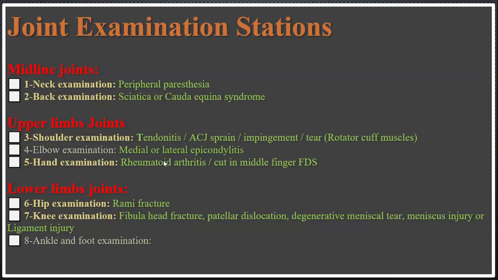Hand examination, unlikely to find medical disease. So in previous exams, the diagnosis was a cut in the middle finger and the tendon flexor digitorum superficialis. Lower limb joints, so in hip examination, the patient has a fracture in the ramus, maybe unilateral or bilateral, maybe in the superior or inferior, or maybe both. In knee examination, you can expect fibula head fracture.